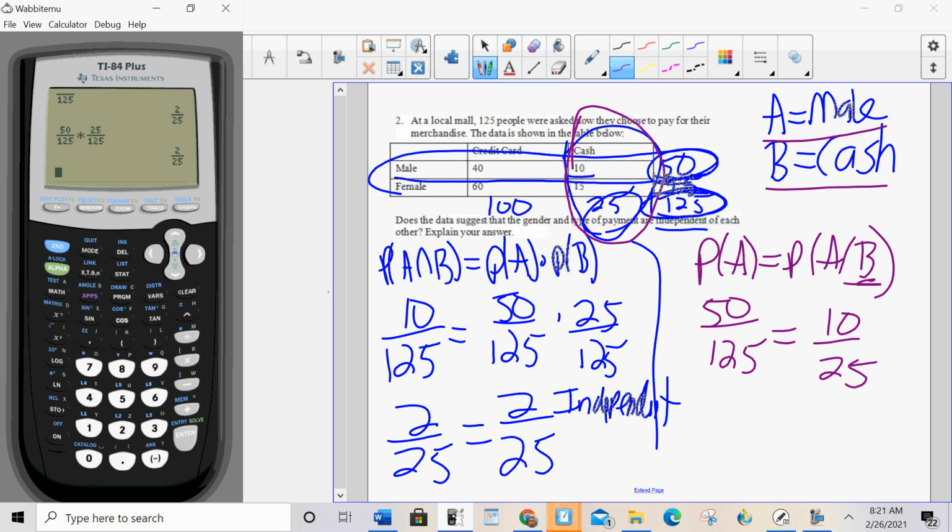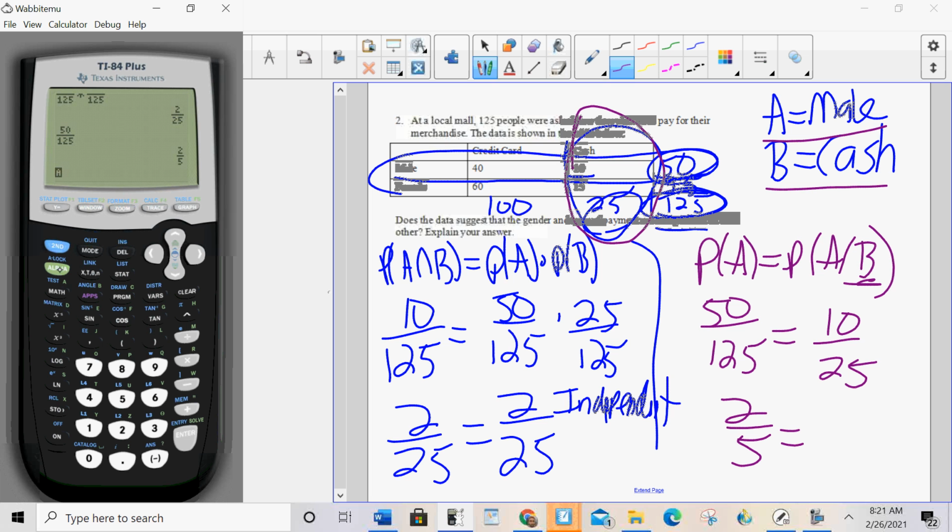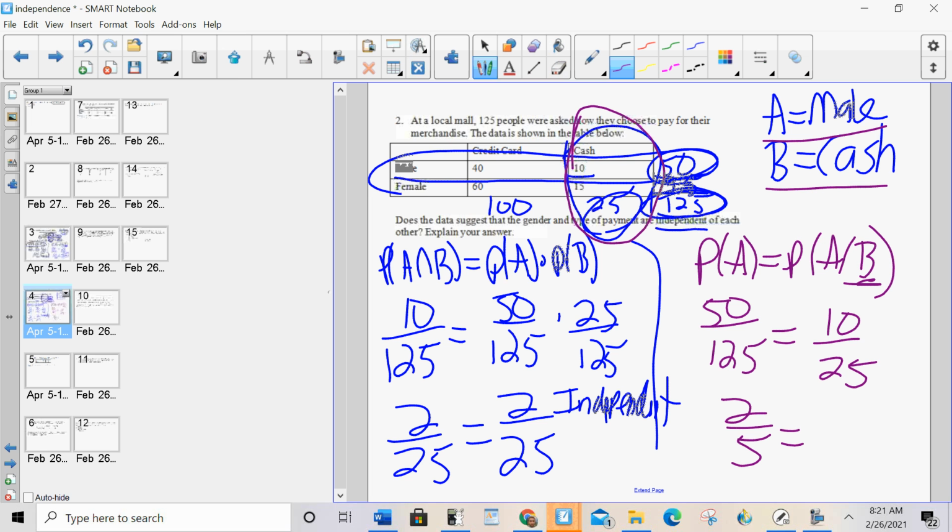I'm going to go to my calculator. I'm going to type in the left-hand side. Oops, alpha y equals enter. 50 over 125 is 2 over 5. 10 over 25 is 2 over 5. They're the same, so they're independent.